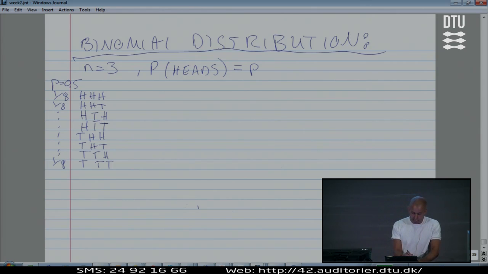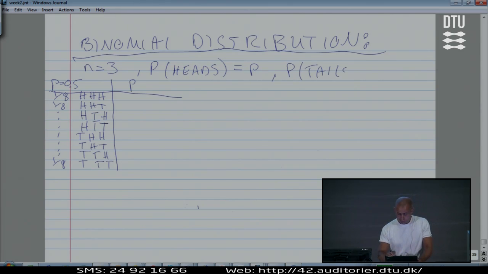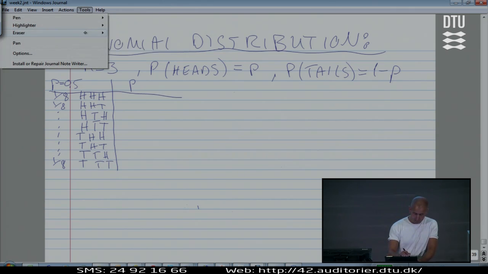However, we are going to be slightly more general now, as I warned about. We're going to think about a general P. A general P means that the probability of tails is 1 minus P, right? P and 1 minus P, adding up to 1. It's a meaningful probability system for the basic event. Anyway, what is the probability for 3 heads now?